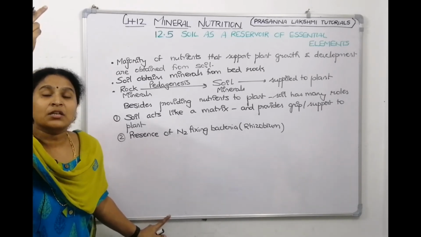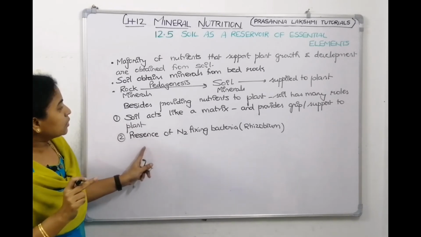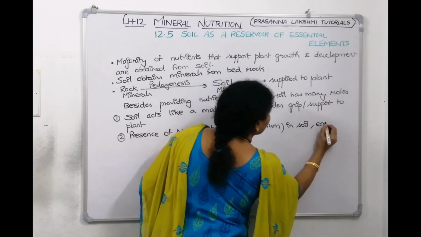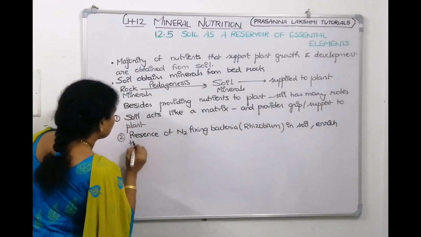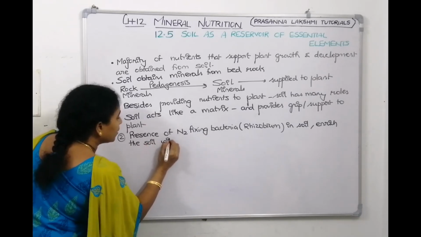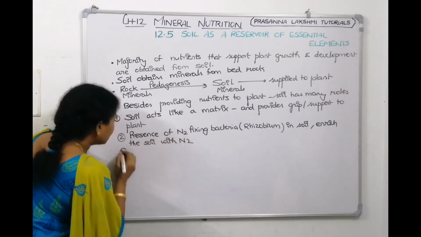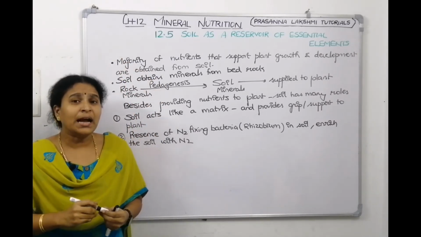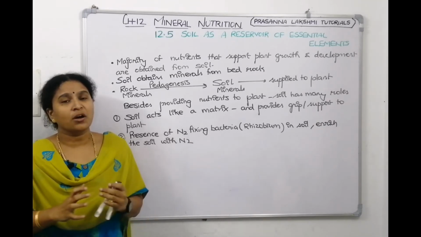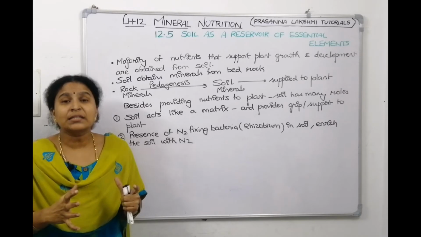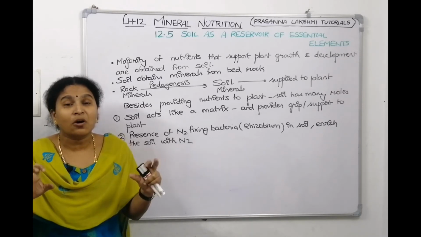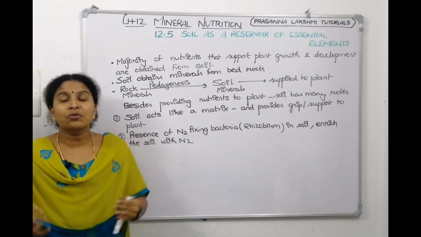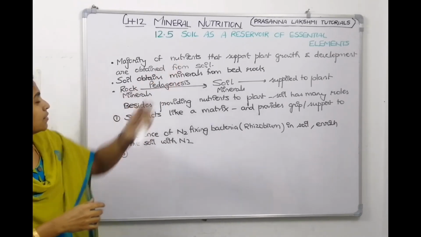It takes atmospheric nitrogen and converts it into ammonia. The presence of nitrogen fixing bacteria in soil, what will it do? Enrich the soil with nitrogen. The soil bacteria convert the atmospheric nitrogen to ammonia and give it to the plant. Not only that, soil harbors many insects. Soil is a house for many insects. And what do those insects do? They decompose the organic matter, they help in clearing the environment, and they provide nutrients to the soil also. That is why soil is a reservoir.